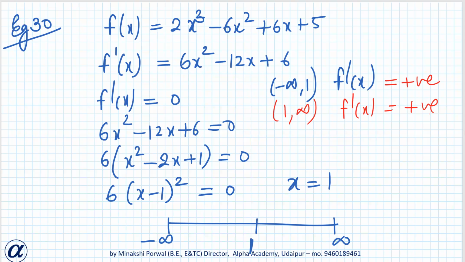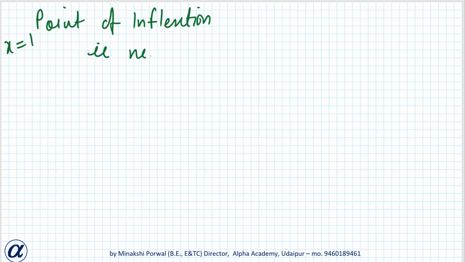Is this clear? When this condition arises, that at any critical point there is no change in sign on the left of it and on the right of it, then x equals to 1 is said to be a point of inflection, that is neither a point of local maxima nor a point of local minima.